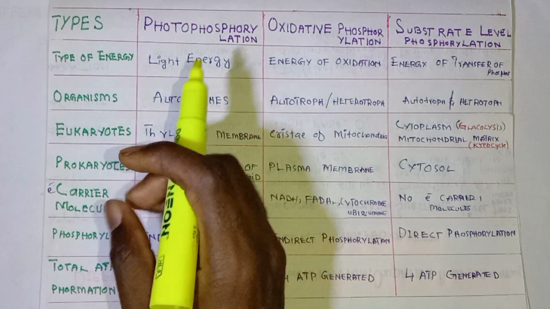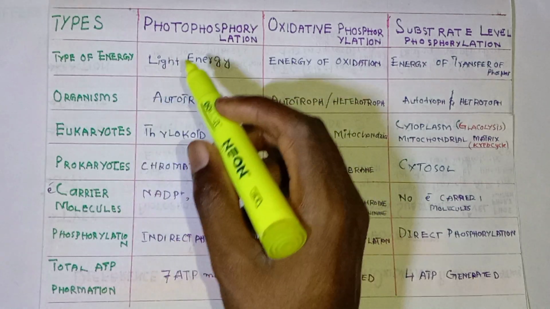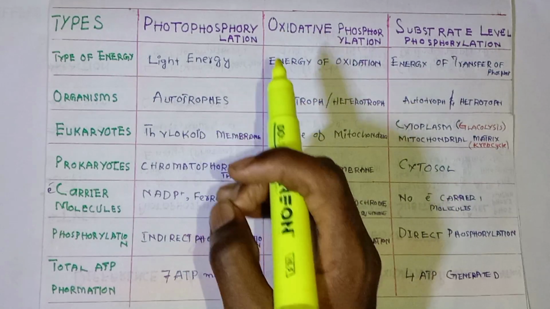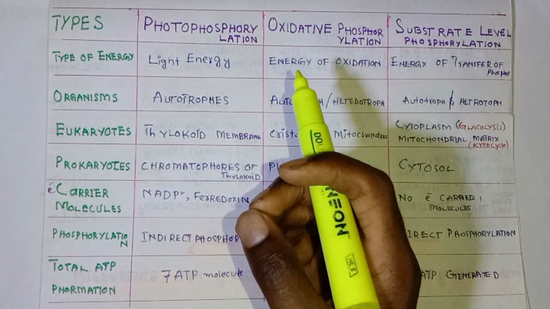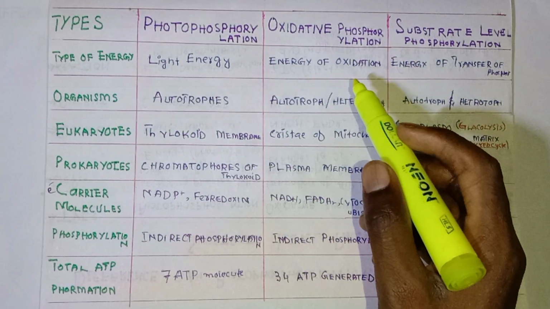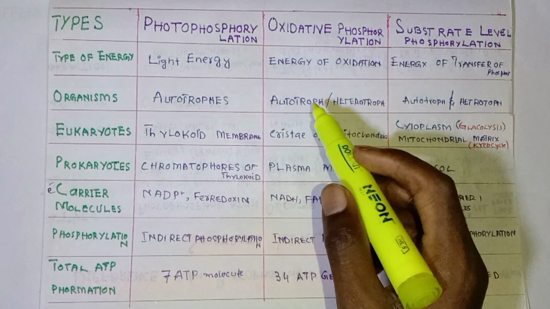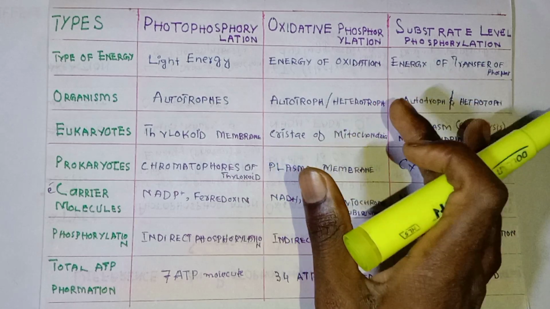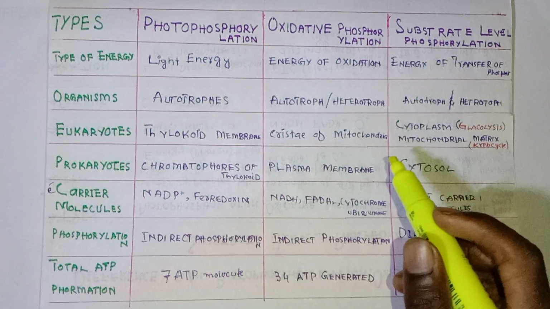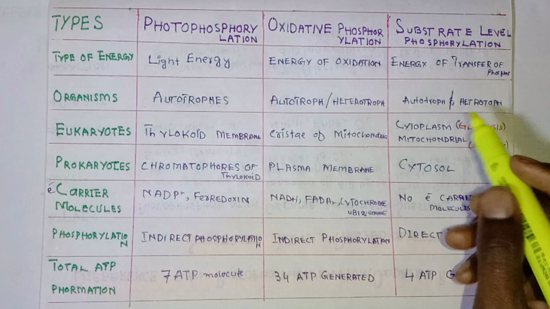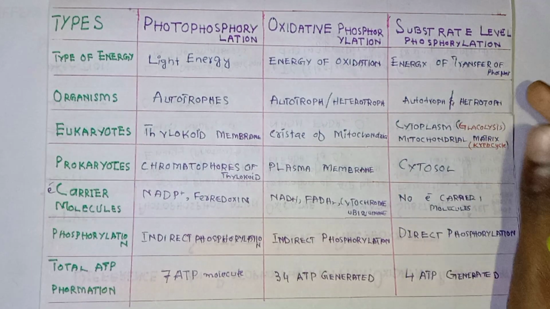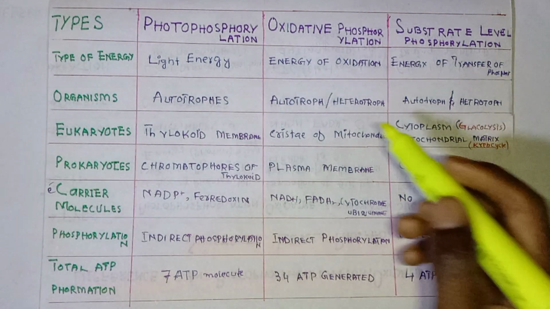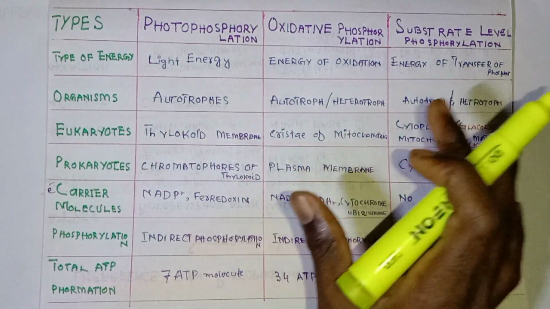Now the organisms, in which organisms that reaction occurs. Photophosphorylation occurs in autotrophs. Autotrophs are those organisms that use inorganic material to form organic material. And if we talk about oxidative phosphorylation, this reaction occurs in autotrophs as well as heterotrophs. So both organisms are involved in oxidative phosphorylation. In substrate level phosphorylation, both organisms are involved. So what is a heterotroph? Heterotroph means those organisms which depend on others for their food. So these are the organisms that are involved in different categories.